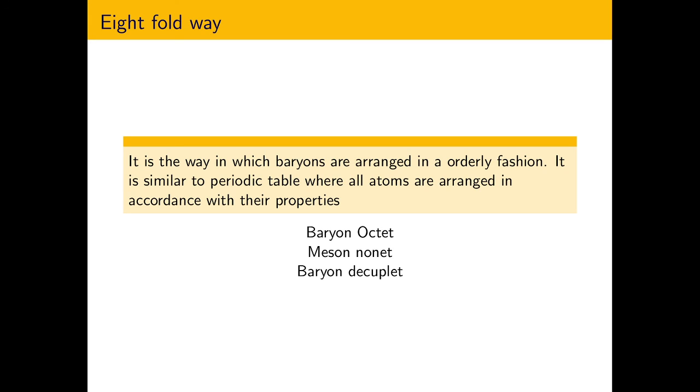It is the eightfold way. The eightfold way is the way in which baryons are arranged in an orderly fashion. It is similar to a periodic table where all atoms are arranged in accordance with their properties. In the periodic table, atoms are arranged with respect to their acidity, basicity, and metals are grouped into one single section, and the arrangement shows their properties. In the same way, in particle physics, we have an arrangement for baryons and mesons. These are known as the baryon octet, meson nonet, and baryon decuplet. Next slide.